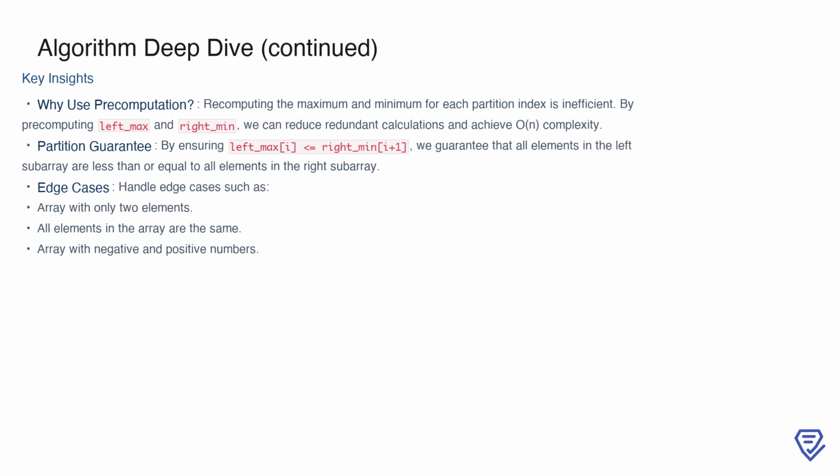It's also important to consider edge cases, such as when the array has only two elements, when all elements are identical, or when the array contains both negative and positive numbers. These scenarios highlight the robustness of the optimized approach and ensure that it handles all possible inputs correctly.